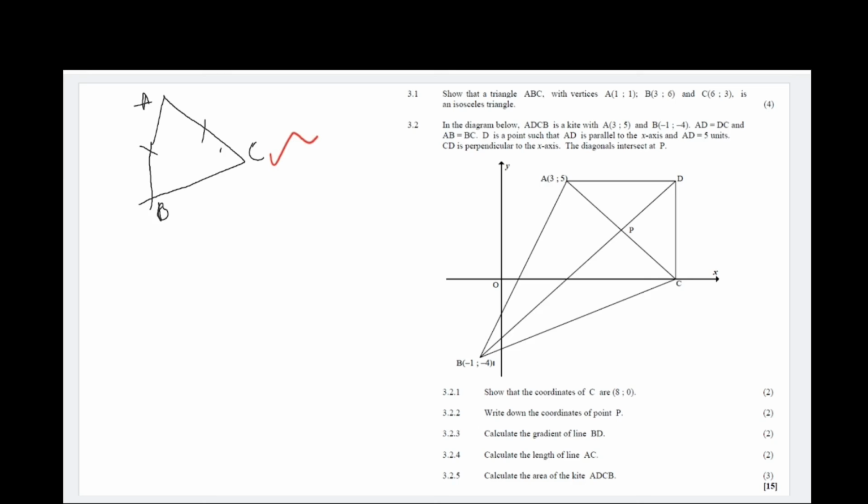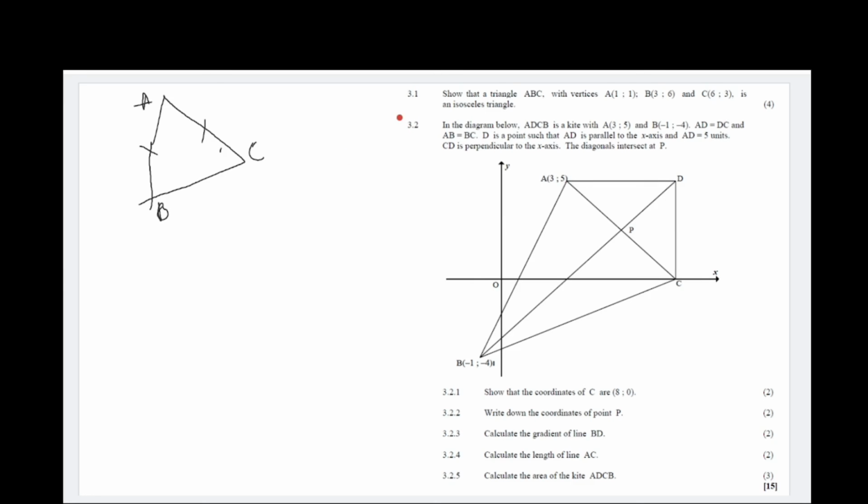That's correct. So you calculate the distances of all the sides of the triangle, and if you find that two sides are equal, like here I just marked, I'm just trying to indicate that an isosceles triangle has two sides which are equal. If after calculating the distances you find that there are two sides which are equal, then indeed this will be an isosceles triangle.